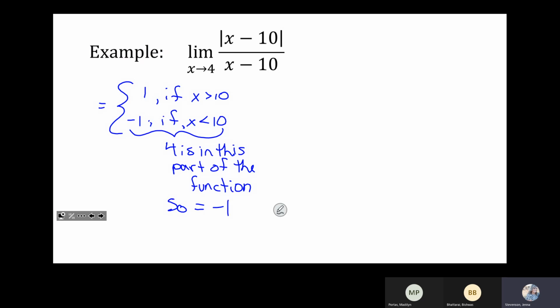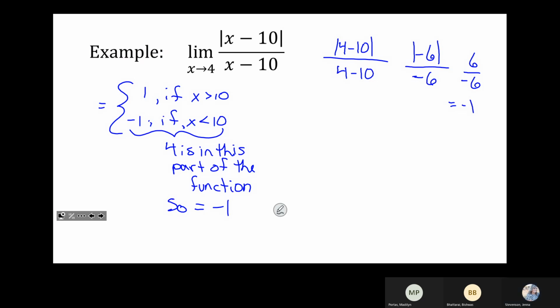But if I just forgot to write it and I wanted to evaluate this, if I plug in 4 into my actual function, I get the absolute value of -6 over -6, which is +6 over -6, which is still -1. So whether or not I actually plugged the number in or I used my double function using my piecewise, we get the same result. Good? Okay, so that is it for these functions.